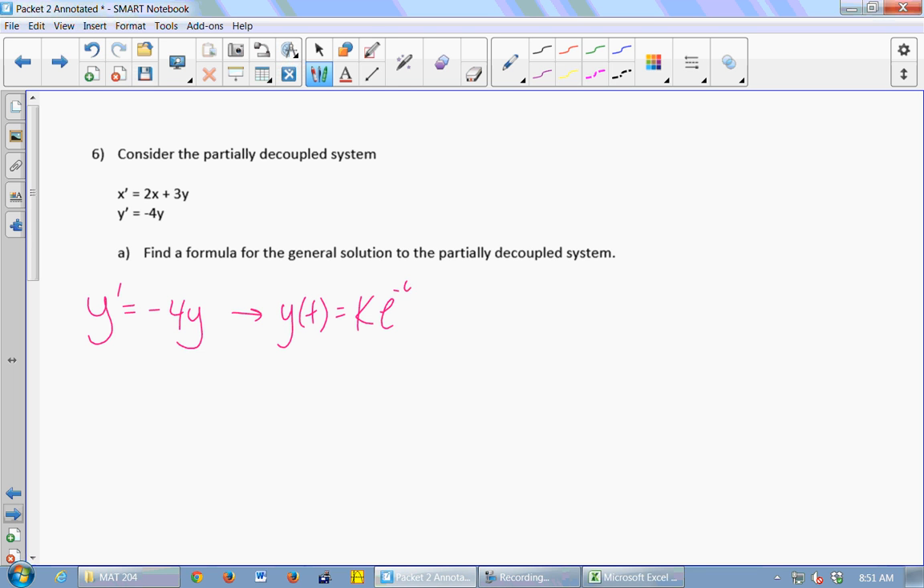K e to the negative 4t. And you could get there by separation of variables, or maybe you just recognize that that's the solution because we've done it a bunch of times. Okay, so I now know what y of t is. So in my dx dt equation, I'm going to replace the y with k e to the negative 4t.